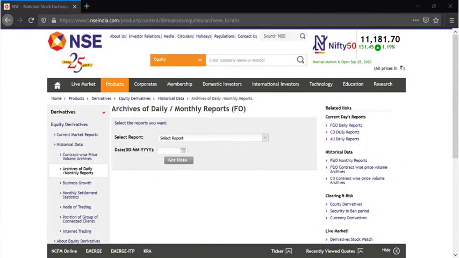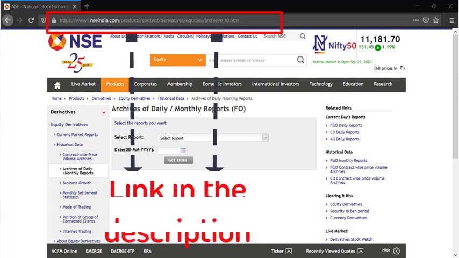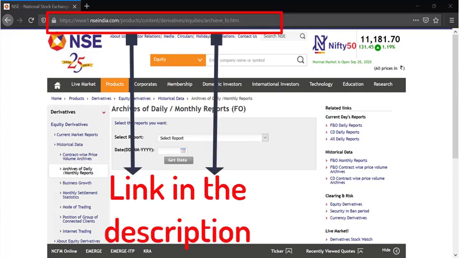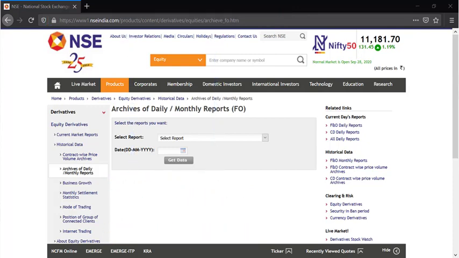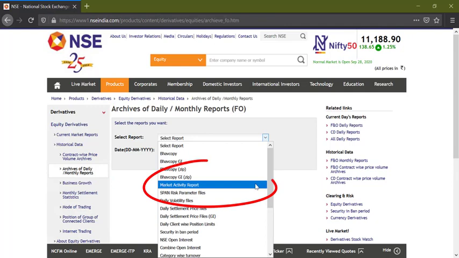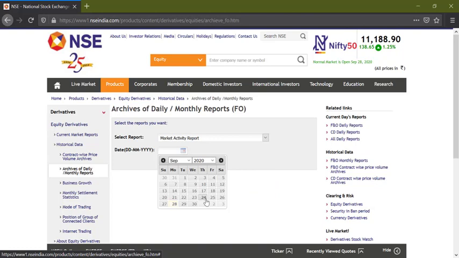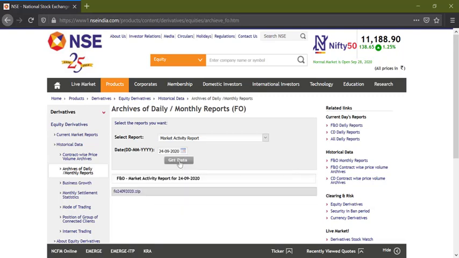With that said, let's talk about our 2-minute stock filter method. To do this, we are simply going to download the market activity report from the NSE India website. Go to the section of the NSE website with the link in the description below. And from the select report column, choose the market activity report. Now in the date column, choose the date you wish to download the data for. In our case, I'm choosing 24th September. Now once you choose this, get data, and the file will be ready for download. Now download the zip file to your computer.